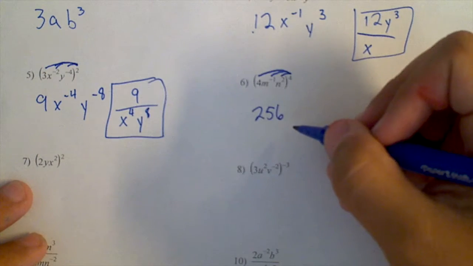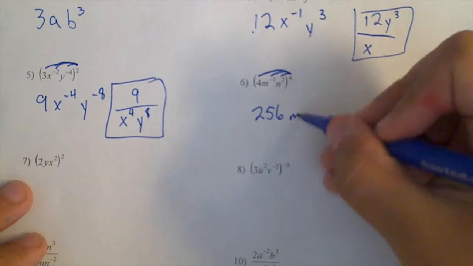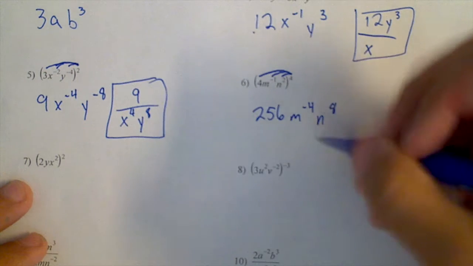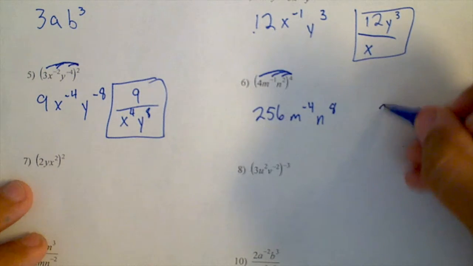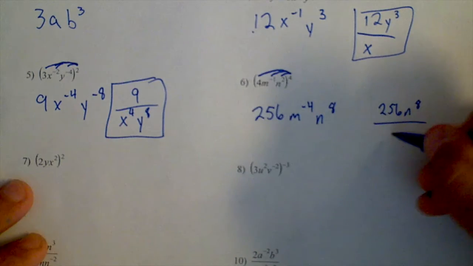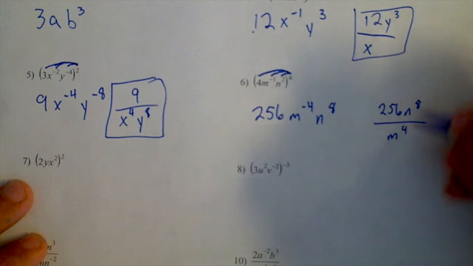And then for the m and the n, you keep the base and multiply the exponents. Negative exponent rule. Positive exponents stay on the top. Negative exponents move to the bottom and become positive.